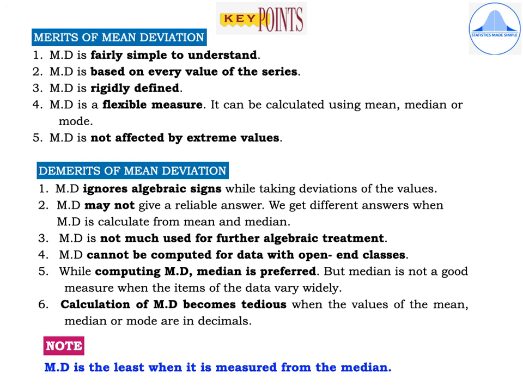I'll conclude with a note which will be asked as a one marker. The mean deviation is always the least when it is measured from the median. Now, there are many merits and demerits of the mean deviation. Please learn at least 2 to 3 of each one of them.